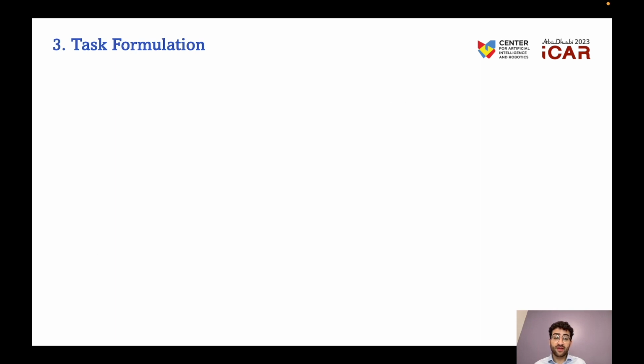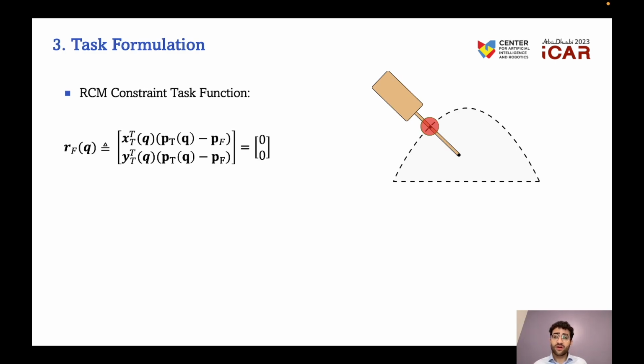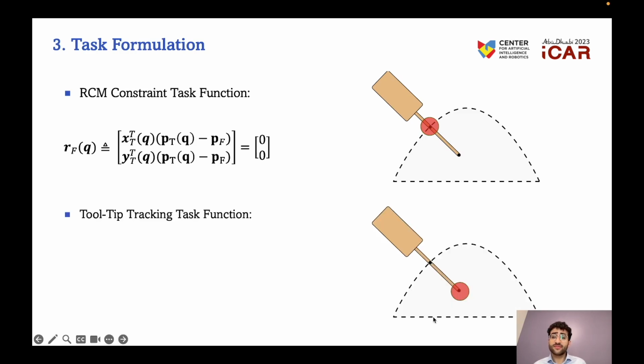So now that we have formulated two equations for the RCM constraint, we can go ahead and write the task function for the RCM constraint as well as the tooltip. Beginning with the RCM constraint, it is simply those two equations that we have just derived. And as for the tooltip tracking task function, it is simply the position of the tooltip at any point in time subtracted from the desired position of the tooltip at that same time.